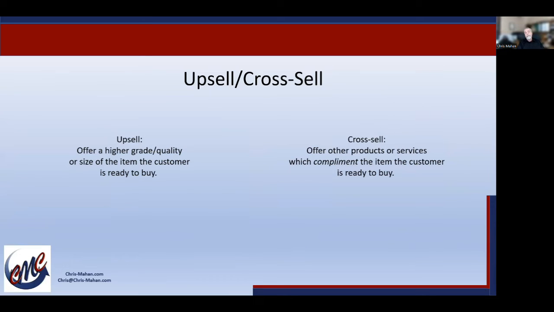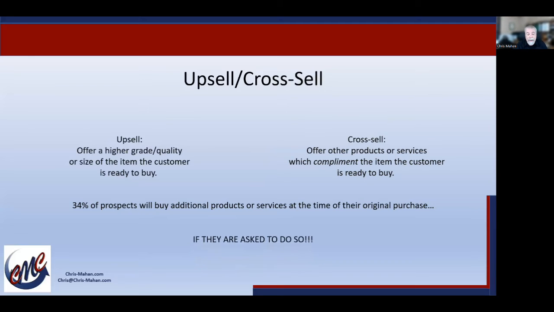Cross-selling is when you offer additional products or services that complement the item or service that the customer is already ready to buy. Now, it is a conservative estimate that 34% of prospects will buy additional products or services at the time of their original purchase if they are asked to. If you are not teaching your sales staff to ask these questions, you may very well be leaving money on the table with every transaction.